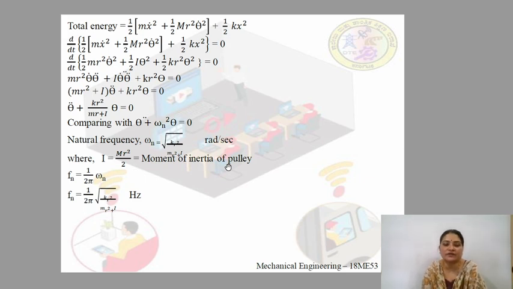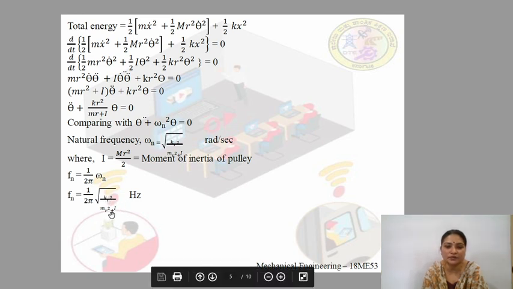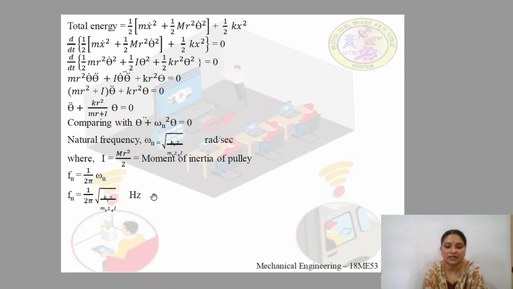Using the above equation of natural frequency, we can find out the value of frequency, that is Fn is equal to 1 by 2 pi into omega n. Fn is equal to 1 by 2 pi, substituting the value of omega n, it is nothing but square root of k r square divided by m r square plus I. The unit of this is hertz. Even this formula can also be used further to find out the time period.